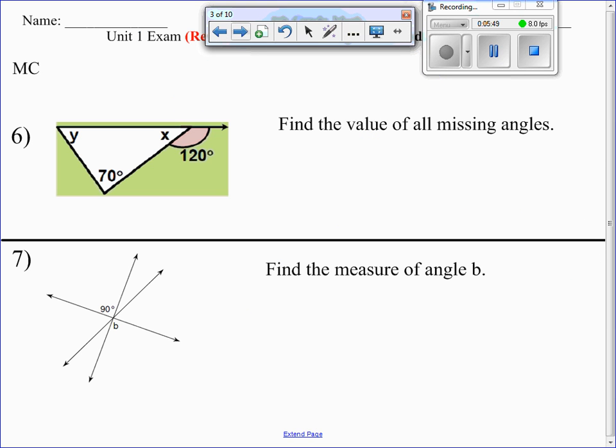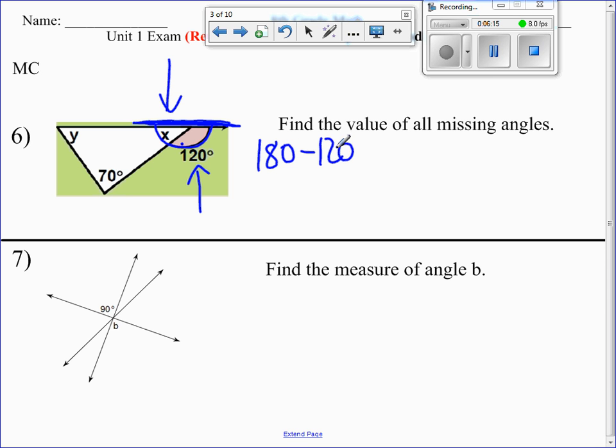Number 6, we have a triangle, we have an exterior angle. So there's a lot of different ways you can do that. I'll do it a few different ways. The first thing I notice is that this 120-degree angle right here and this angle X together form a straight line, and straight lines equal 180. So I know that these two angles are supplementary. 180 minus 120 equals X. So I know that X equals 60 degrees.